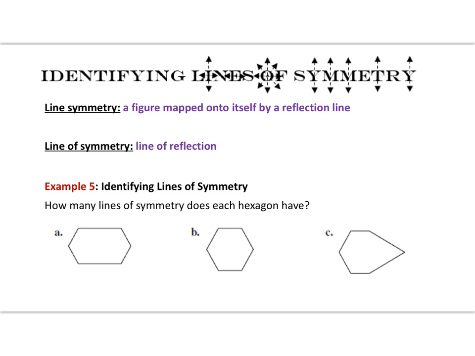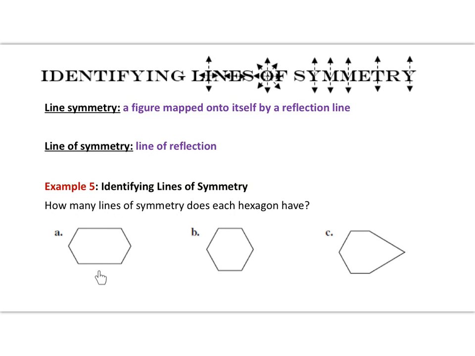All right, next we have identifying lines of symmetry. So a figure has line symmetry when it is mapped onto itself by a reflection line. And then the actual line of symmetry is the line of reflection. So line symmetry is when you can map a figure onto itself by some reflection line. And then we have lines of symmetry, which is the actual line of reflection. So let's see how many lines of symmetry we can get with this figure. So how many different lines can I get that this figure can map onto itself?